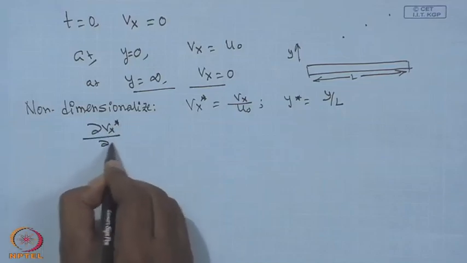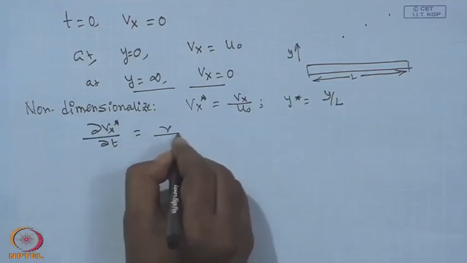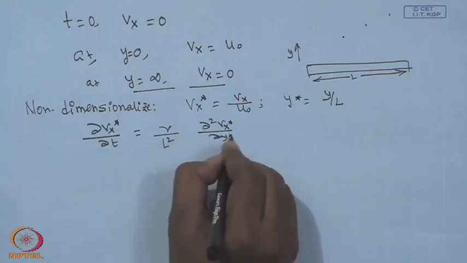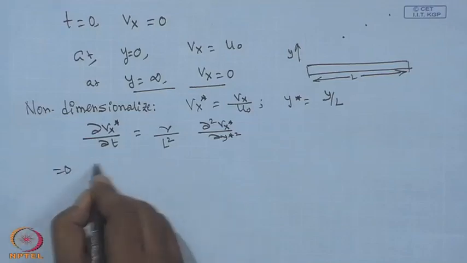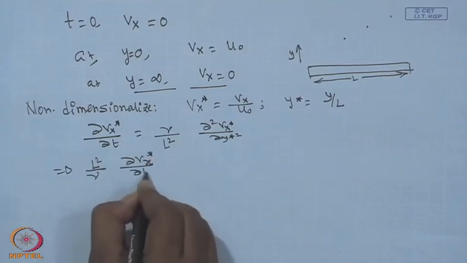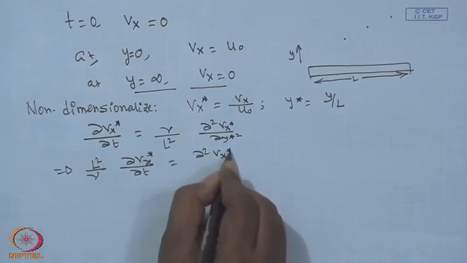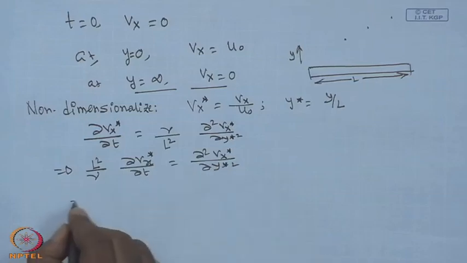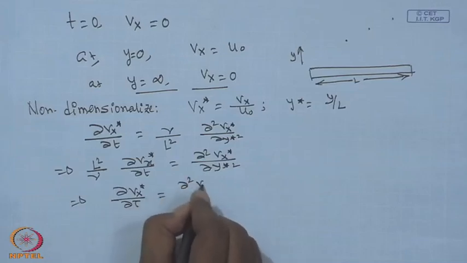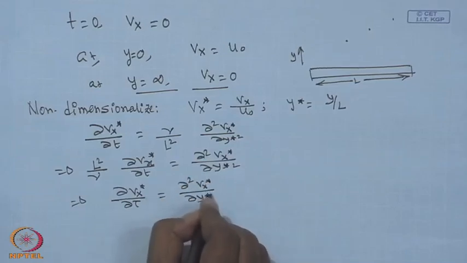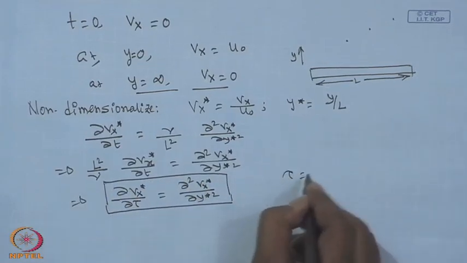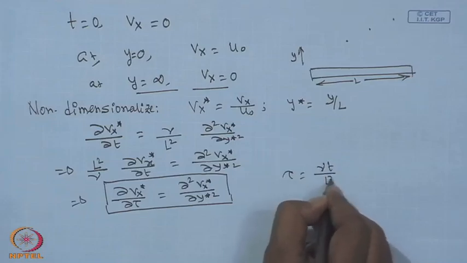this becomes del V x star del t in the governing equation, nu over L square del square V x star del y star square. So, this becomes L square by nu del V x star del t is equal to del square V x star del y star square. So, this becomes del V x star del tau is equal to del square V x star del y star square. So, tau, the non-dimensional time, is nu t over L square.